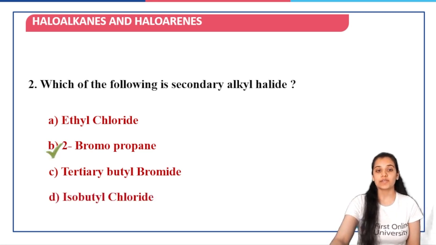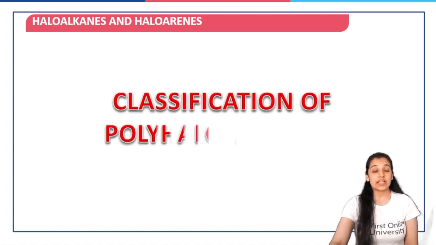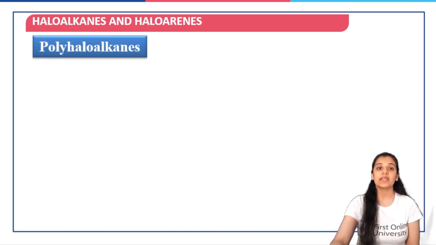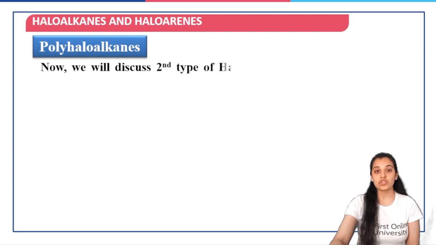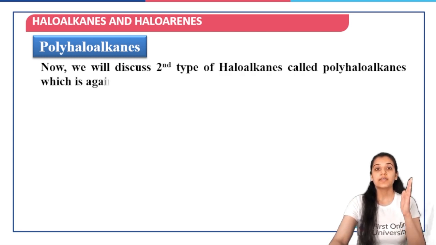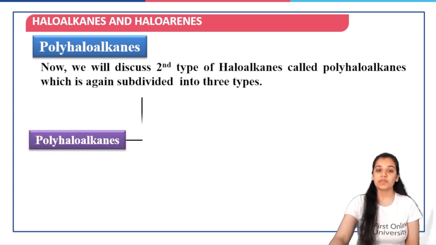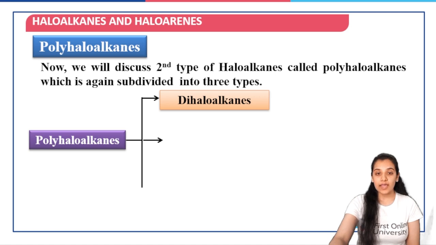Isobutyl is again not a secondary, so option B is the right answer. Next, we move on to the second classification, that is polyhaloalkanes, and we will further subdivide the polyhaloalkanes into their further classifications.